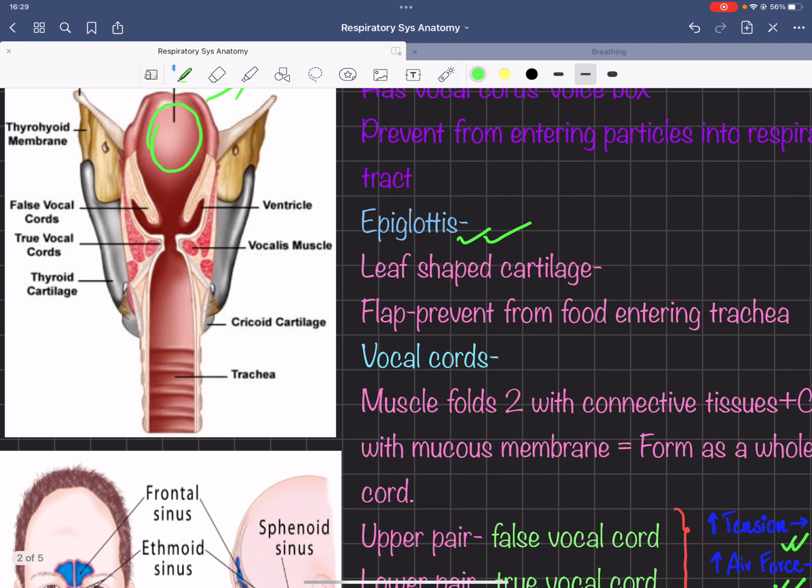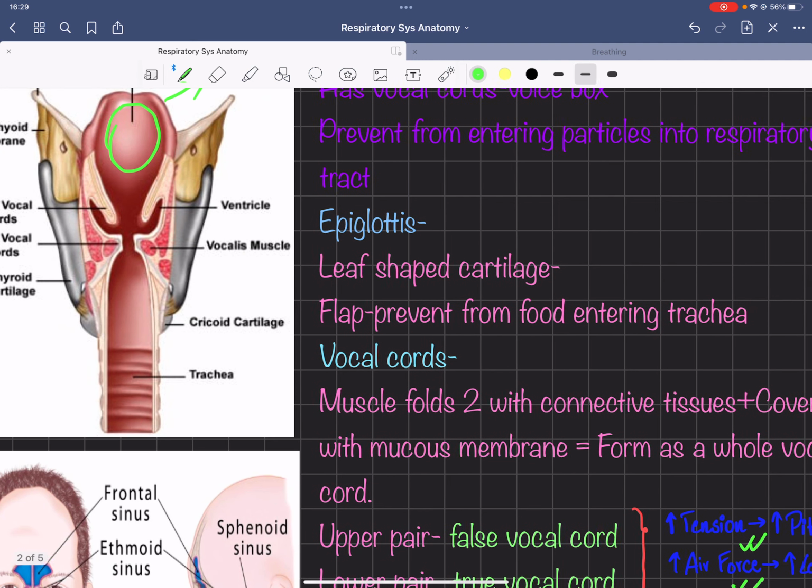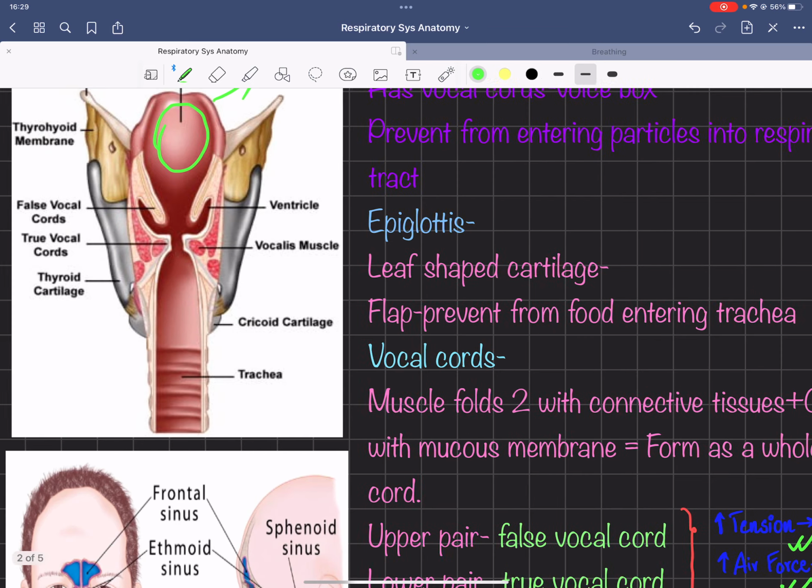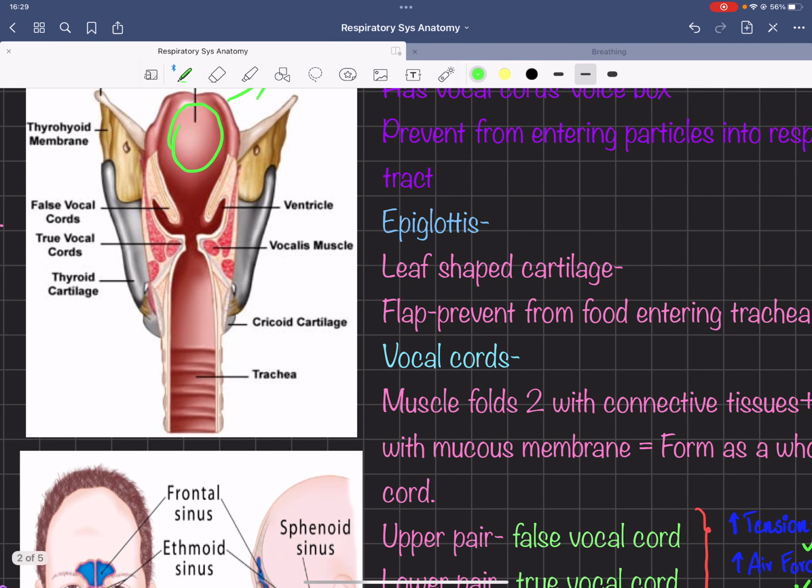So likewise the vocal cords, how do vocal cords work? Vocal cords are made up of two muscle folds, which are connected with connective tissue and also covered with mucous membranes. And as a whole, these connective tissues, muscle folds and the covering mucous membrane form the vocal cord as a whole. However, we have two types of vocal cords in our body. One is the false vocal cords and another is the true vocal cords.